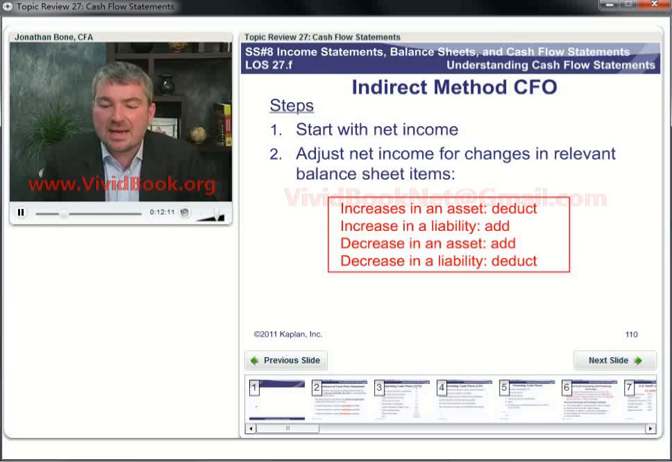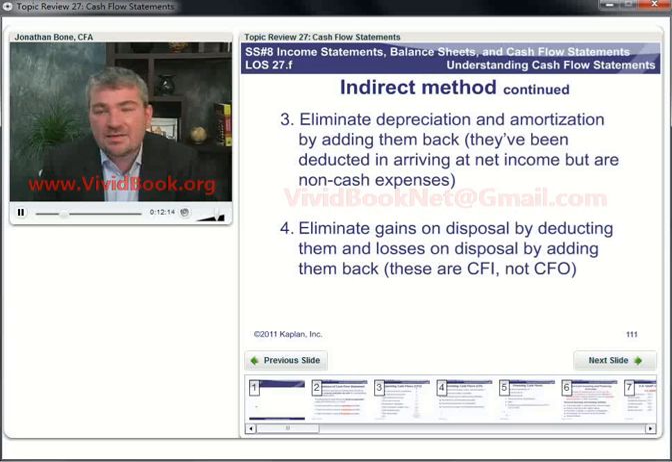Now we're going to need to eliminate depreciation and amortization because under the indirect method we start with net income, and that means they've already been deducted in arriving at this figure. But they are non-cash items, so we're going to have to add back depreciation and amortization in order to eliminate them. We're also going to need to eliminate the gains on disposal by deducting them, and if we've got any losses on disposal, adding them back. So these are the disposals of assets. Essentially we're saying number one, these are non-cash items, and number two, even if they were cash items, they'd be CFI, not CFO. So we need to eliminate a loss by adding it back. We need to eliminate a gain by deducting it.